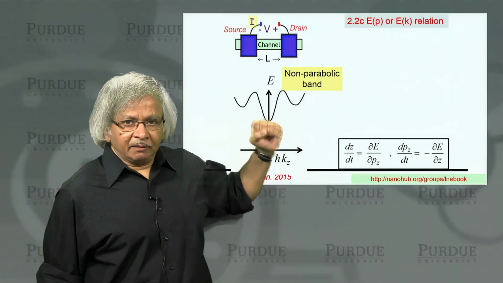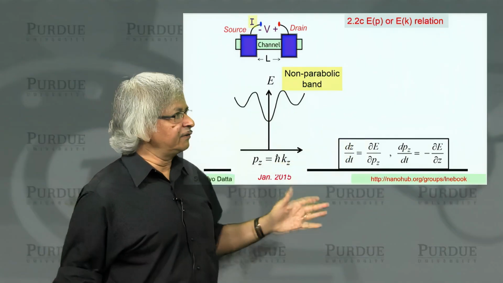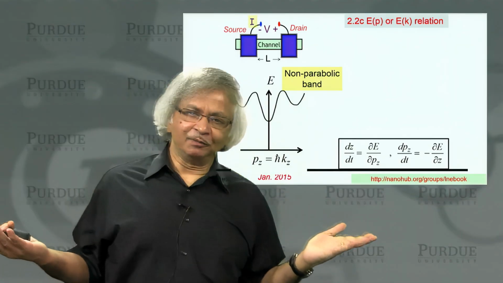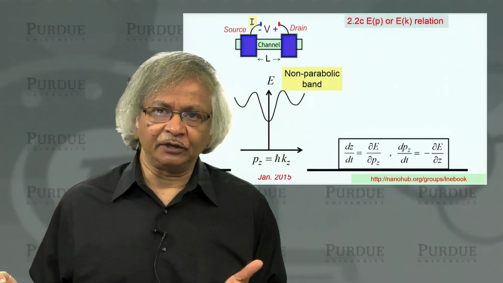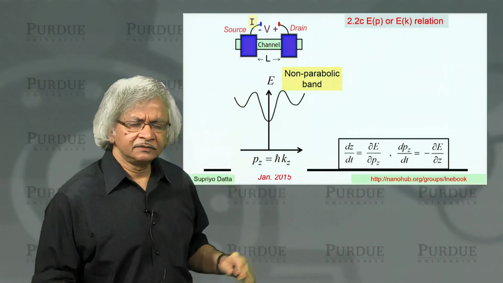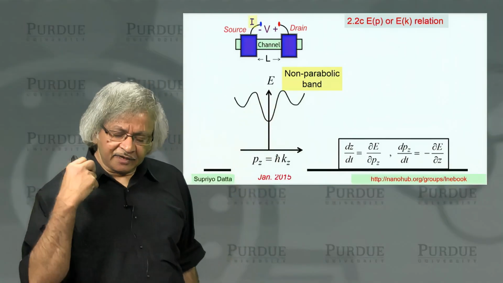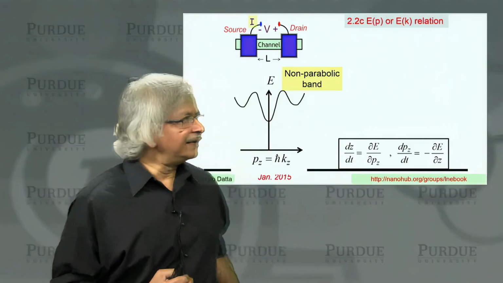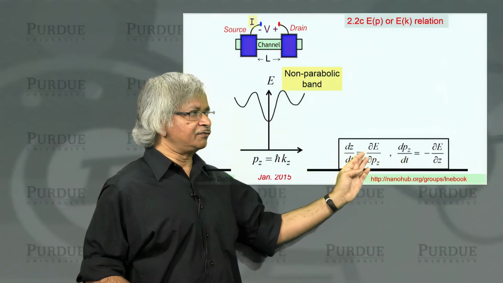So the important message, though, I want to convey is that in general, in a solid, you could have any shape of energy momentum relation. It doesn't have to be parabolic as it is in vacuum. And when people use parabolic bands, it's really an approximation. So it could have any shape. And in general, if you're describing the dynamics of an electron in a non-parabolic band, then the right way to write the laws of mechanics is in this form.